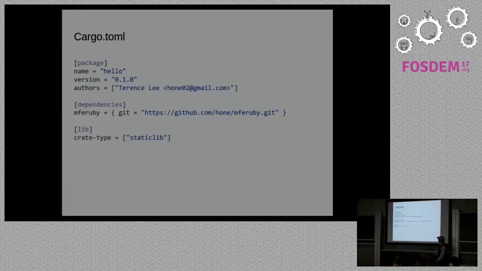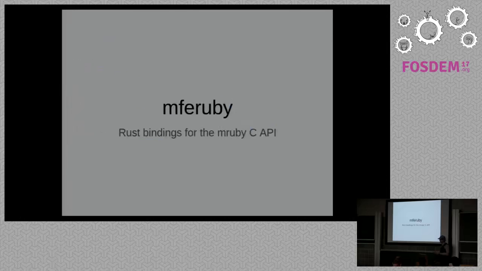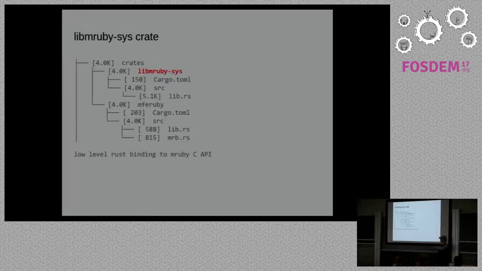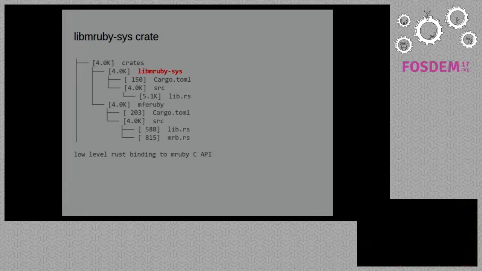And so what m4ruby is, it's this Rust binding around the mruby C API, and it's actually split up into two crates, where crates are basically the package, the name of the packaging in Rust, and one mruby gem. And so the reason I did this is because I wanted to split up kind of low-level implementation and higher-level abstractions. So there's libmruby-sys, which is the low-level implementation.